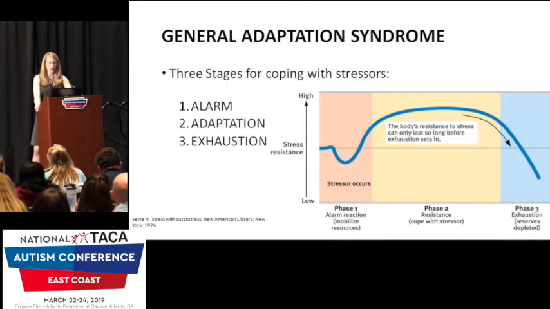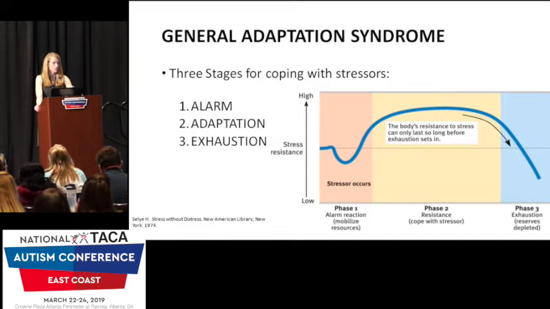So the first step is the alarm stage. This is your fight or flight response. This is that initial stressor that occurs. The body's going to be alerted, the adrenal glands are going to secrete that epinephrine, and you're going to be in that sympathetic mode. Then the second step is adaptation, and this is where the body becomes somewhat resistant to the stressor, and it's dealing with the stress. Even though it's still there, they're able to function.